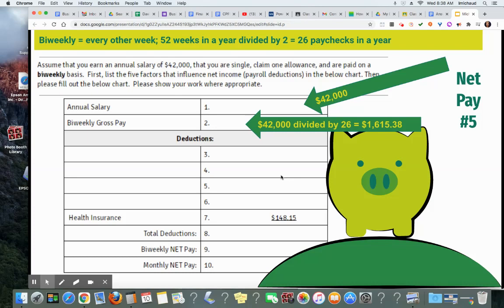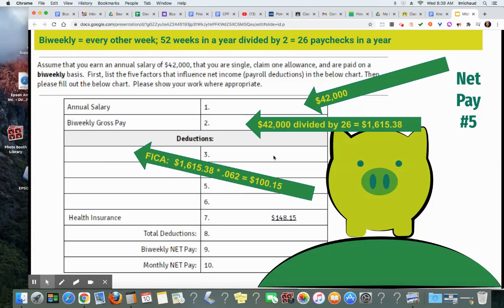Do you remember the amount withdrawn for FICA? It is 6.2%, so we need to take a percent of a number. So we need to take 1615.38 and multiply by 0.062. And you should get $100.15. Don't forget to put FICA over here in this column and the answer over here.